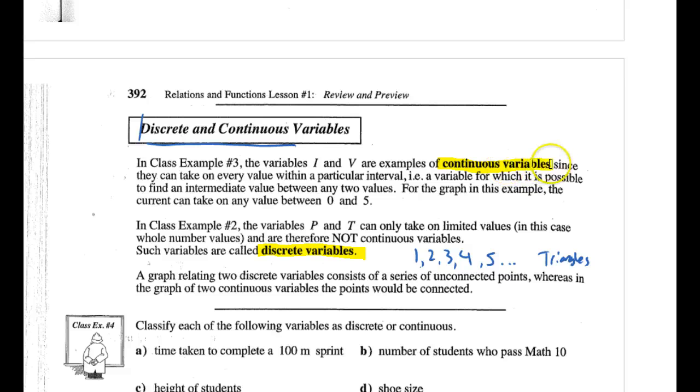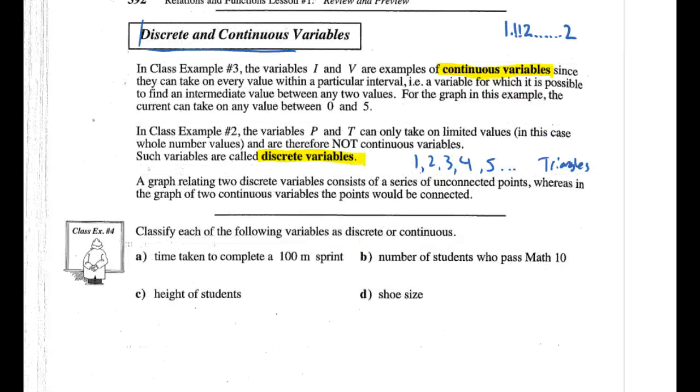For a continuous variable, something like the current in the previous example would be a continuous variable, because your variable can take on any possible value between, let's say, 1 and 2. It can be 1.1, 1.11, 1.112. It can be any possible value. Let's look at some examples down here, and hopefully this will make more sense.